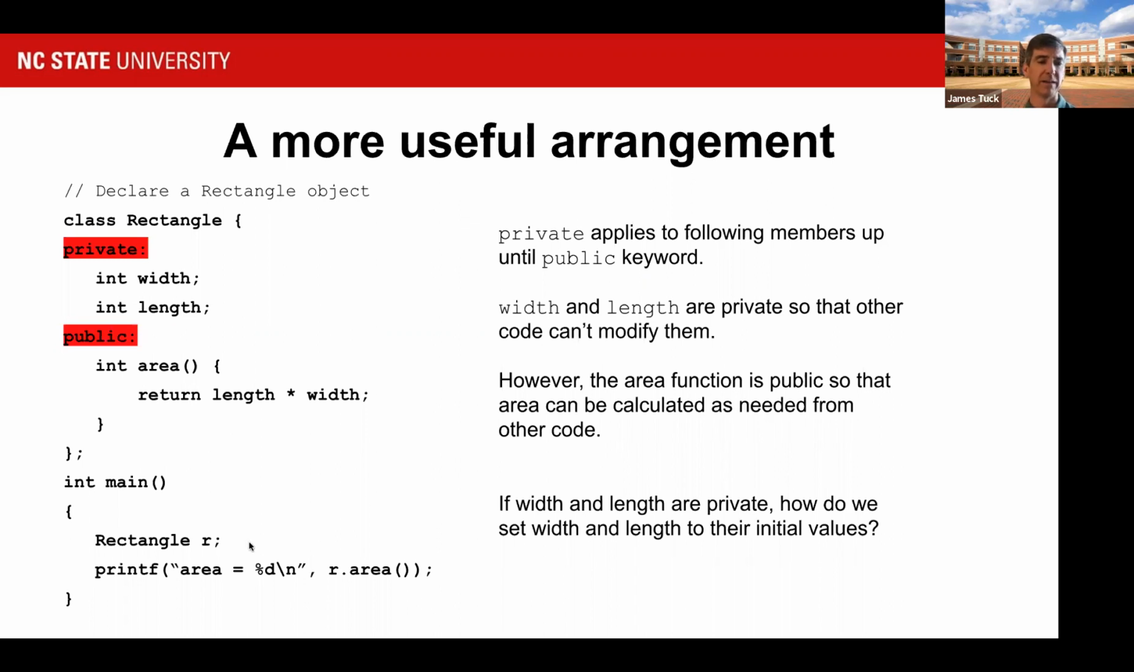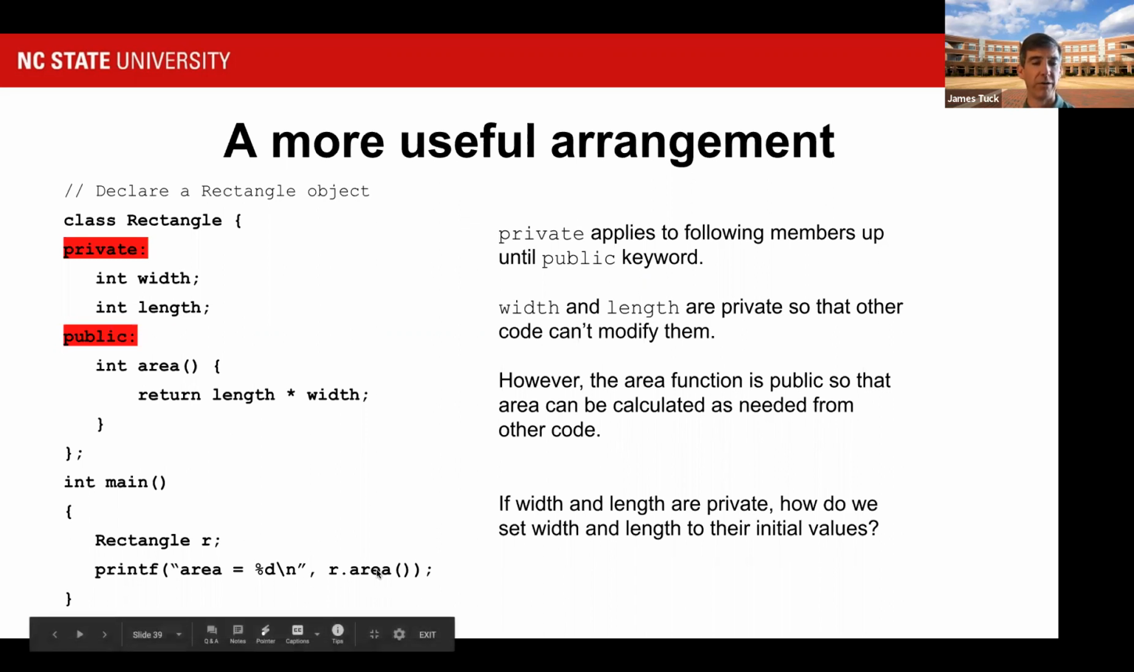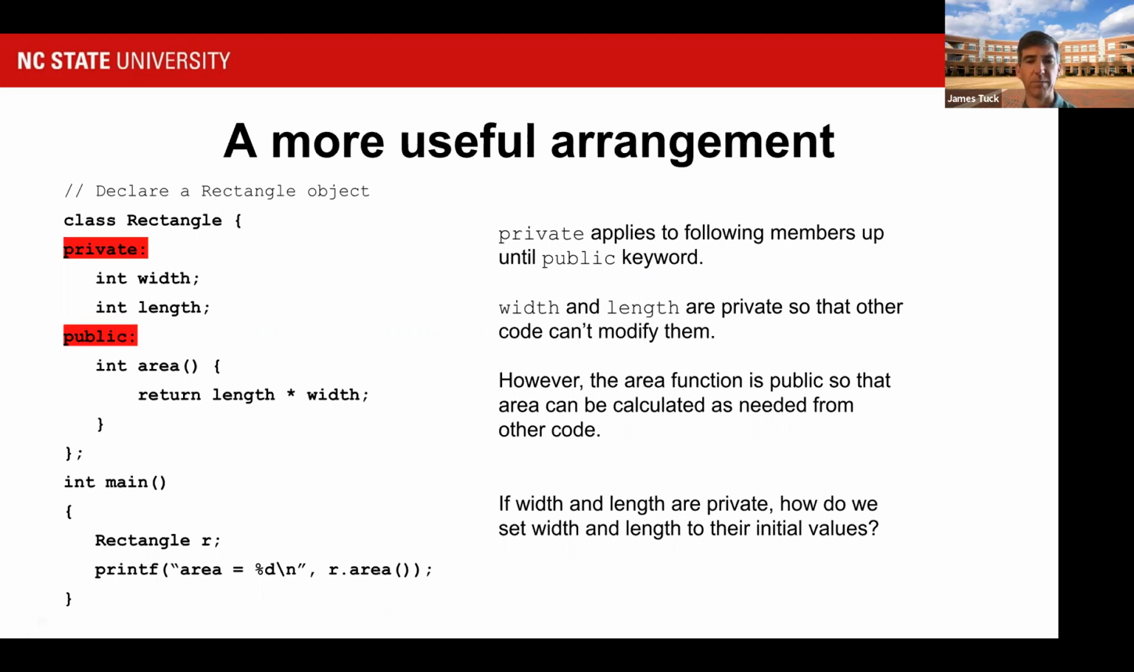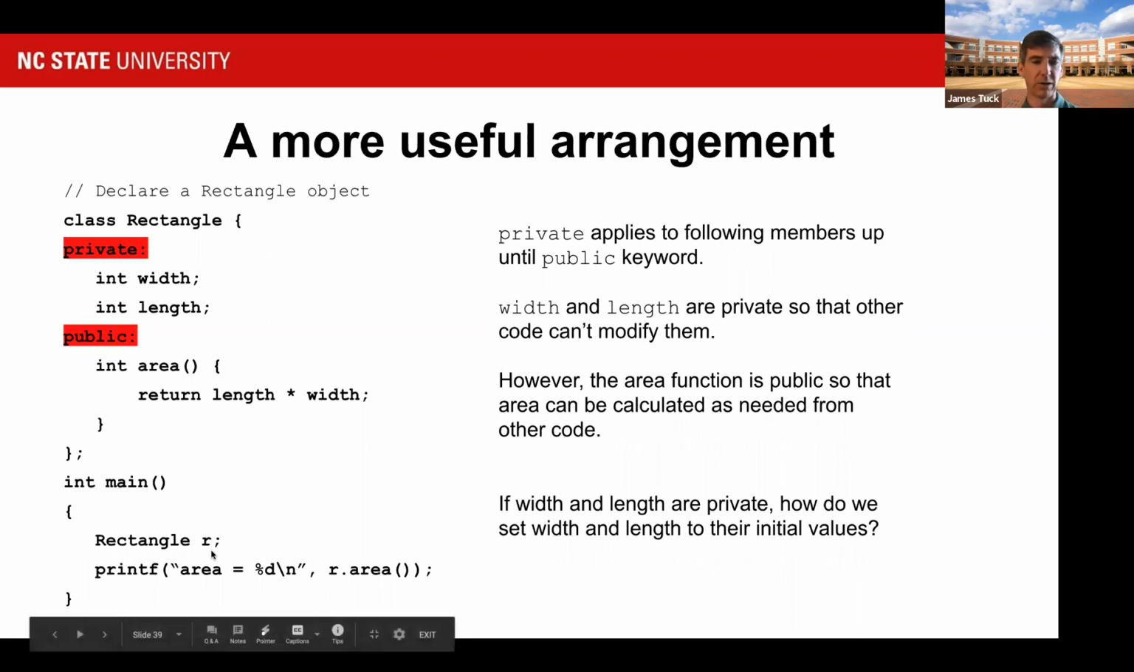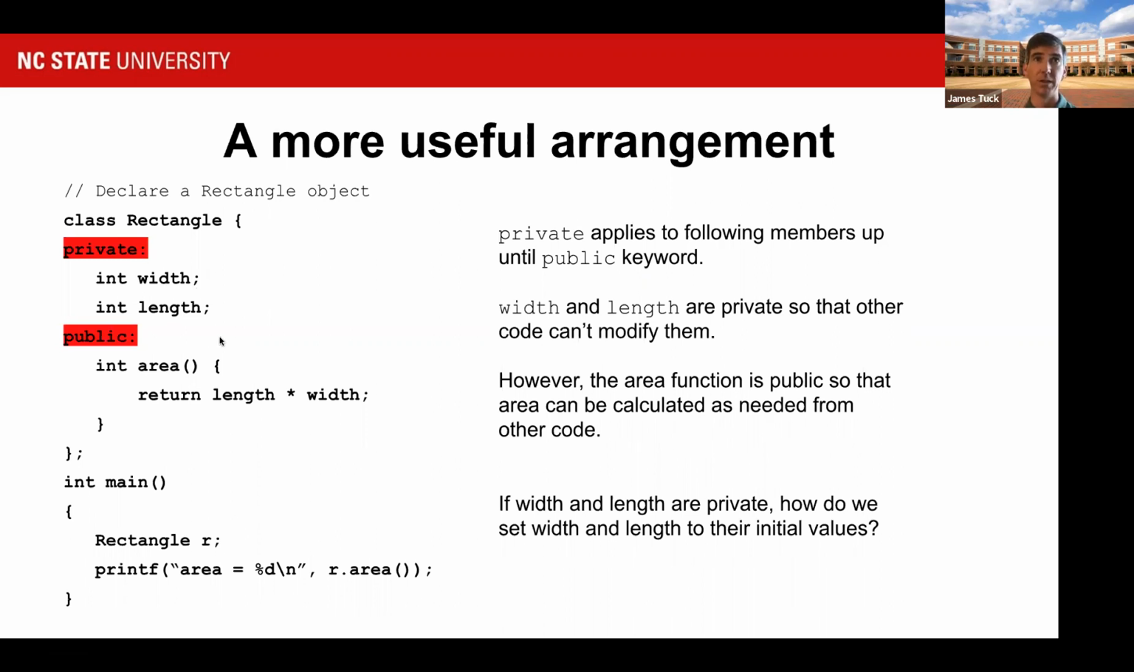And so this area function will be public. And what that means is that I can declare a rectangle and then call the area function on it, and that will be allowed. And this code will run. But there is a weird thing about this code, and that is if width and length are private, there's no way for me to set their values. And if there's no way for me to set their values, then they're uninitialized. And if I call r.area on this rectangle object that I just created, called r, it's just going to apply whatever width happened to be in that memory location where this rectangle gets created. And so it's going to be garbage. And that's not good. So I definitely don't want garbage.